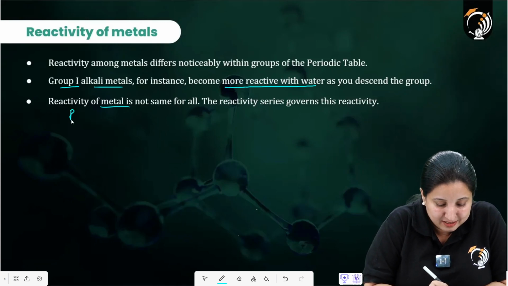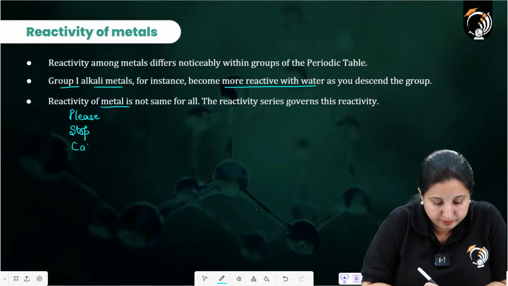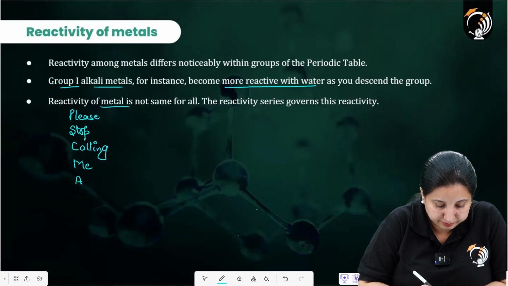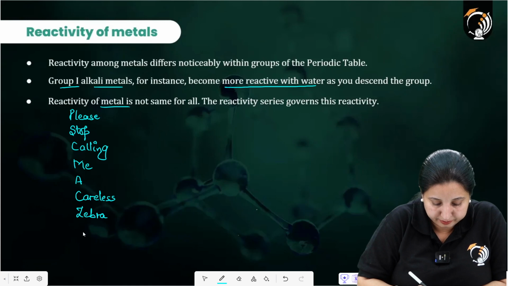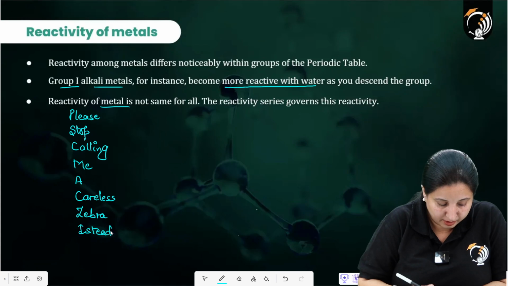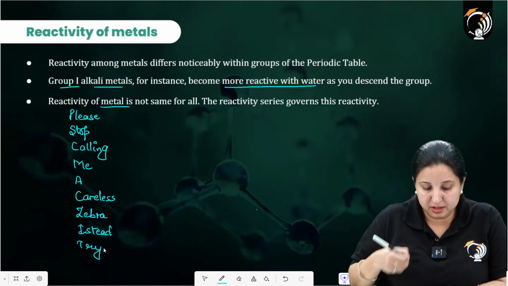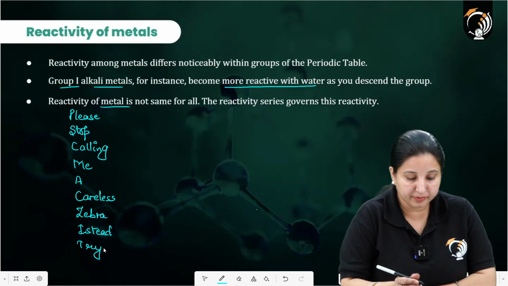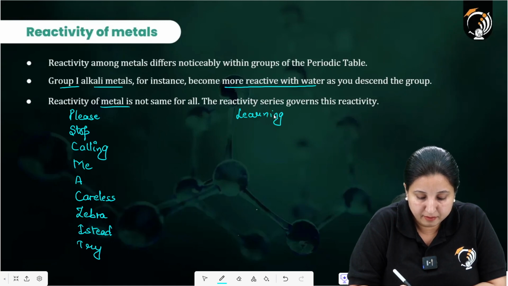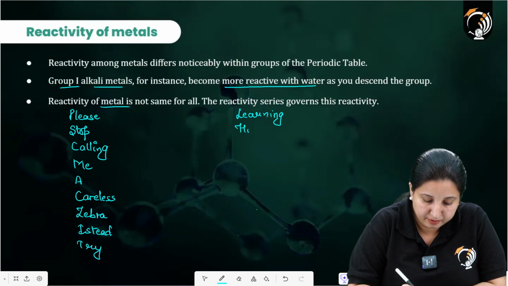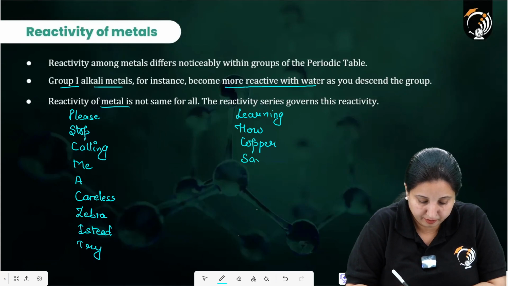So let's begin. Please stop calling me a careless zebra. Instead try, because of the less space, I am using the right hand side over here, try learning how copper saves gold.